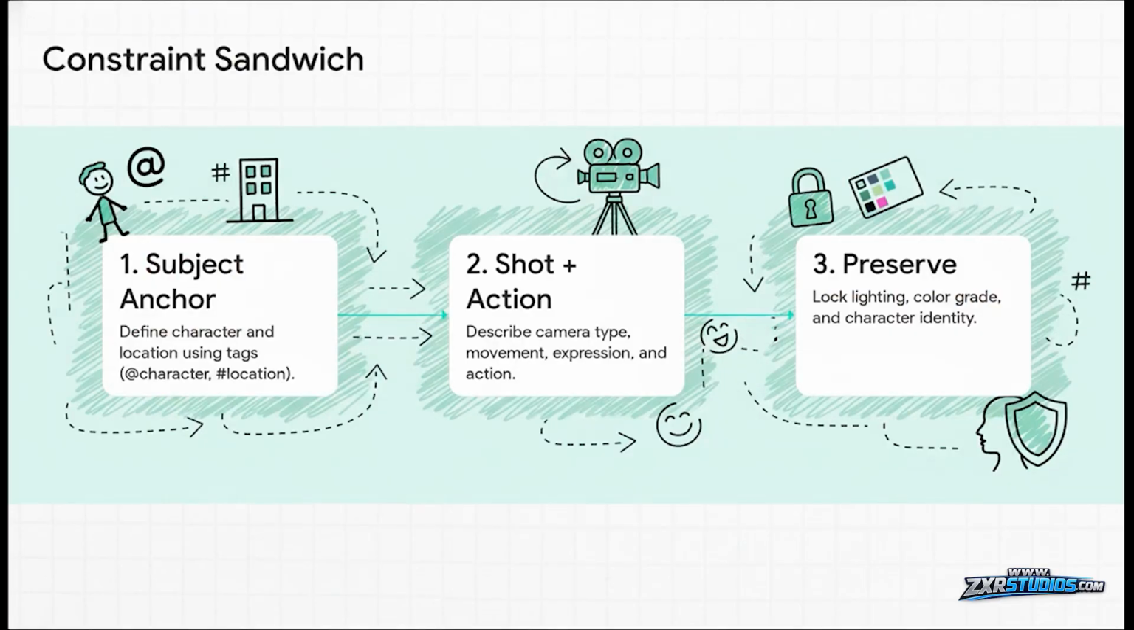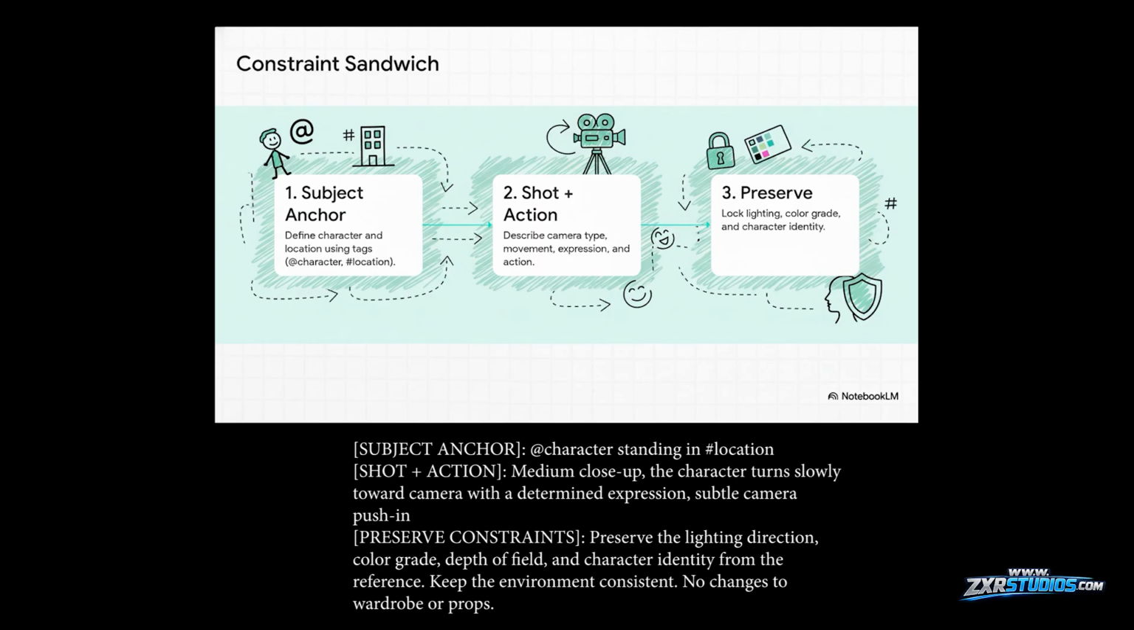It's all about how you layer your commands. And here's how it works. It's a really simple 3-part template. First, you anchor your subject. Who is in the shot and where are they? Second, you describe the action, the camera angle, the character's expression, what they're doing. And third, and this is the magic part, you tell the AI to preserve all the existing visual constraints from the previous shot. The lighting, the color, the character's face, all of it.